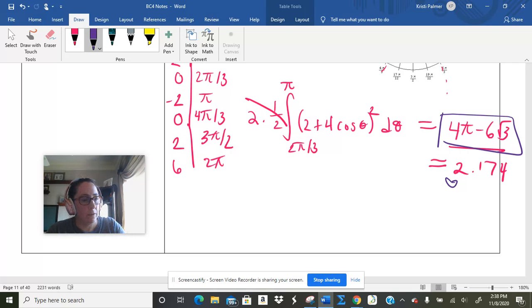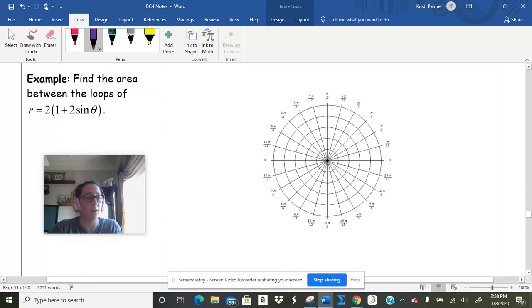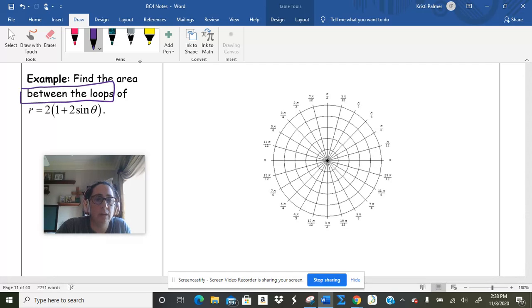Okay, last one for this section of graphing, and then we'll move on to a level up. Well, this one's still kind of a level up. But it wants you to find the area between the loops. So we still know we have a loop-de-loop guy. Let's go find our zeros.